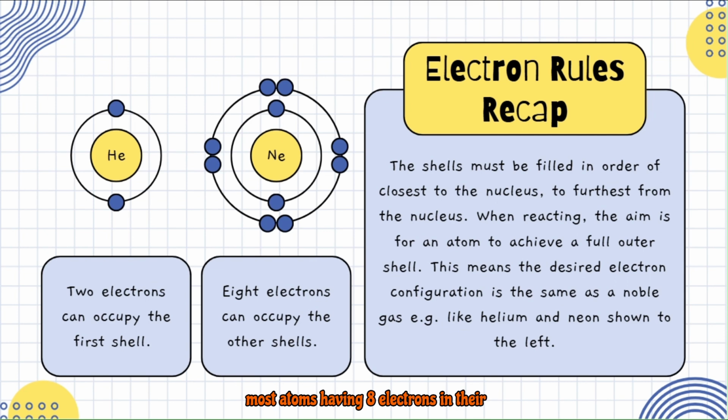For most atoms, having 8 electrons in their outer shell makes the atom stable. But for elements with just one electron shell, they can achieve stability by having 2 electrons. For example, helium, which has just 2 electrons, makes the first shell complete and the atom stable.